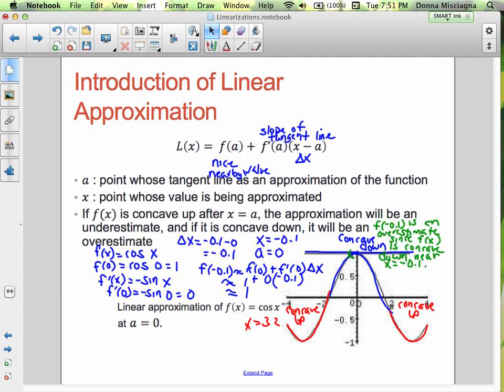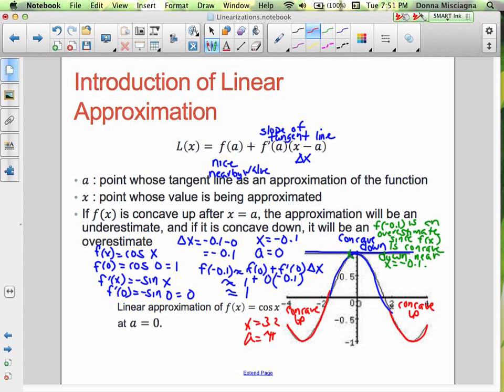Let's do this exercise again, but this time x is going to be 3.2. What's a nice value near 3.2? Well, a pretty nice value would be pi. Pi is pretty close to 3.2, and a lot easier to calculate with than 3.2, at least if I'm not using a calculator, that is. All right, so I'm going to plug that in.